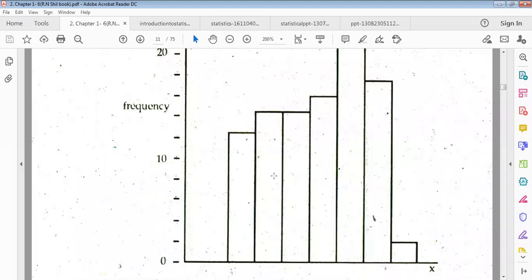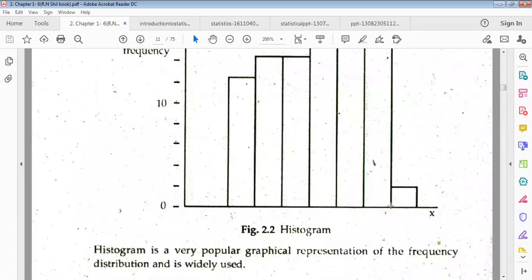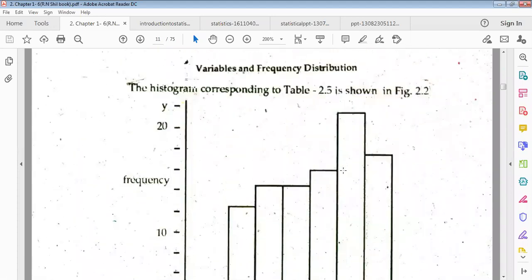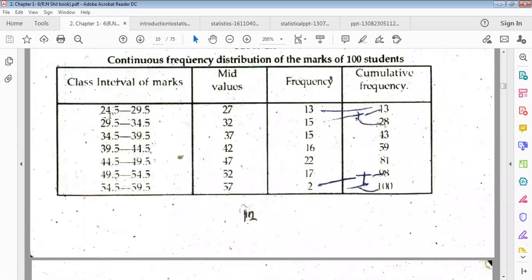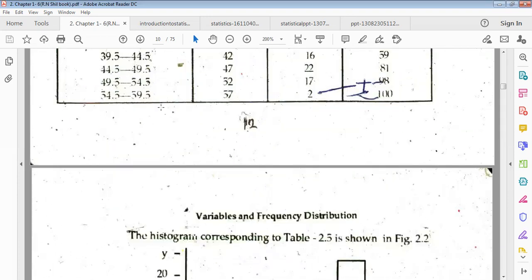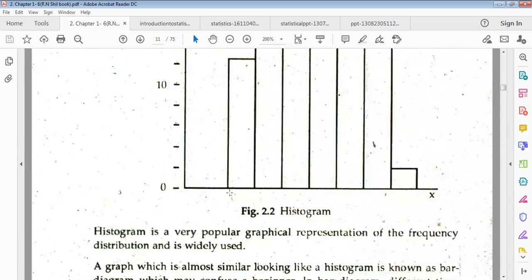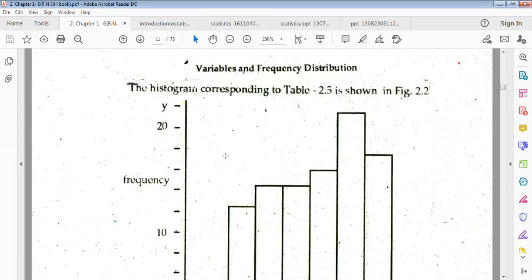This is the histogram. This is the x-axis, and this is the class interval. It starts from 24.5 and goes to 29.5. The difference is 5, that means 5 units. It starts with 24.5 and ends with 29.5, so there is a difference of 5. And how many frequencies are there?